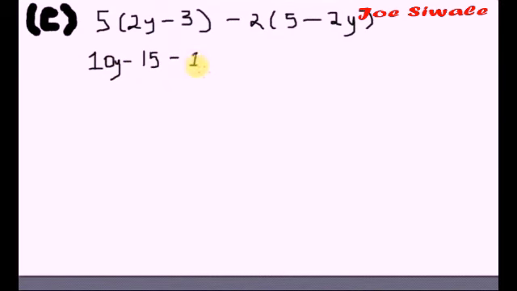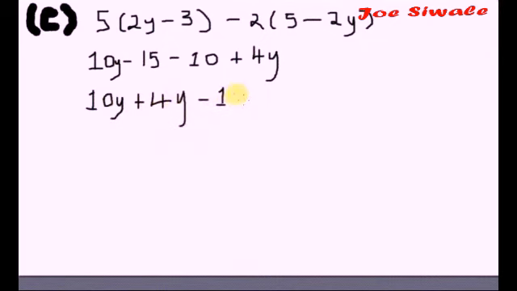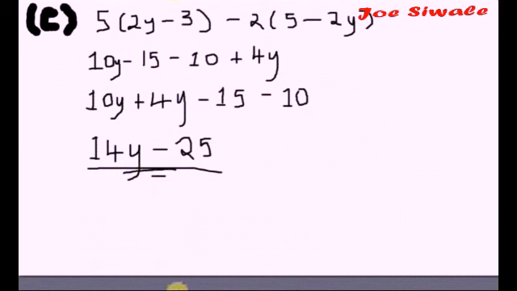5 multiplied by 2y, that's 10y. 5 multiplied by negative 3, that's negative 15. Negative 2 multiplied by 5, that's negative 10. Negative 2 multiplied by negative 2y, that's positive 4y. Then I'll collect the like terms. So I have 10y plus 4y, and I have negative 15 minus 10. 10y plus 4y, that's 14y. Negative 15 minus 10, that's negative.